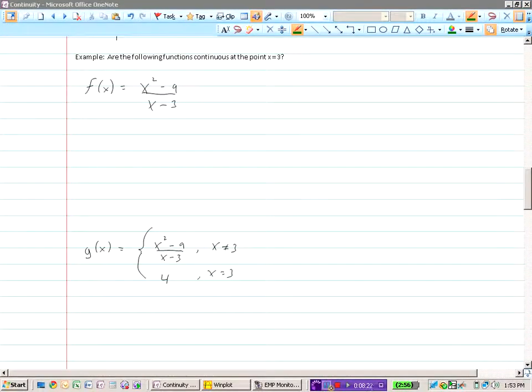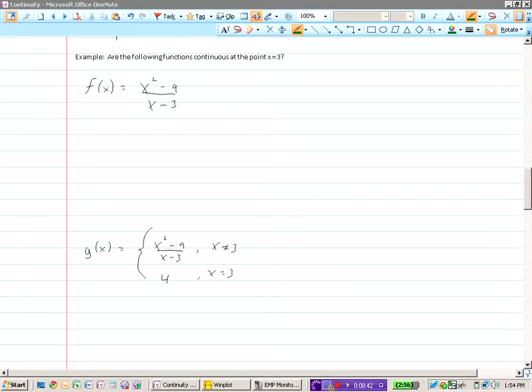So we look at three examples here, and the question is simply, are the following functions continuous at the point x equals 3? Well, for something to be continuous, we need to find out what is f of c, what is the limit at c, in this case at x equals 3, and are they equal? Those are the three things that would make the function continuous at that point.